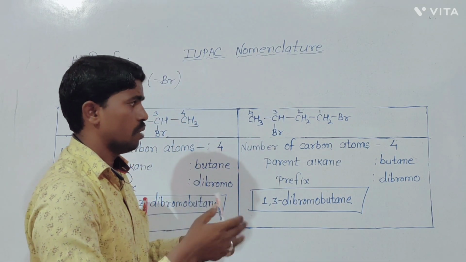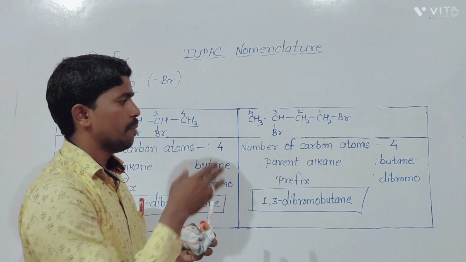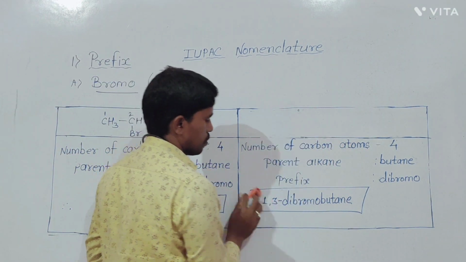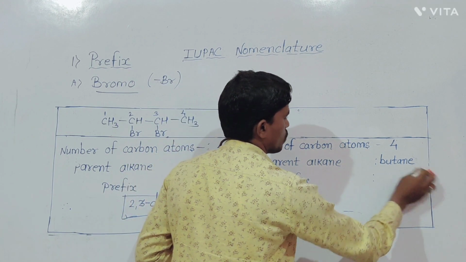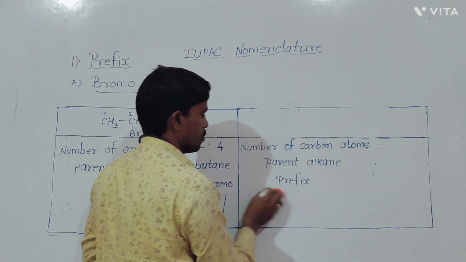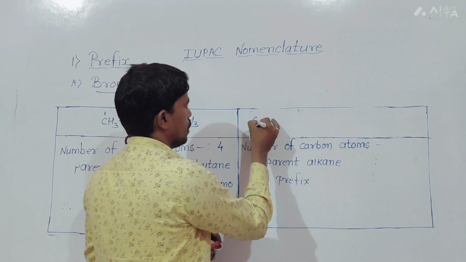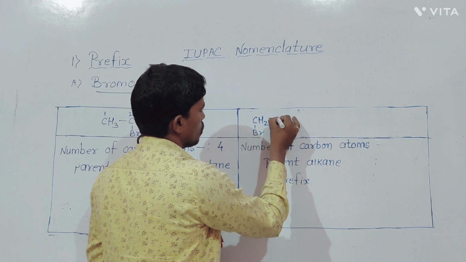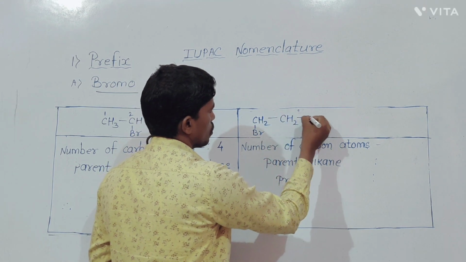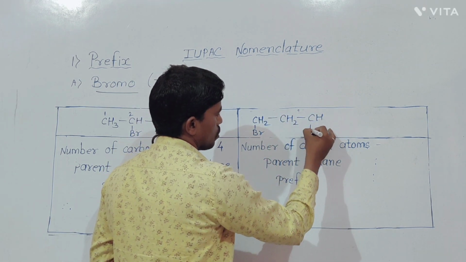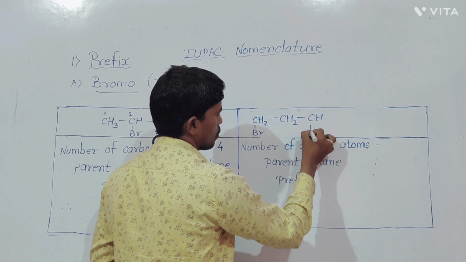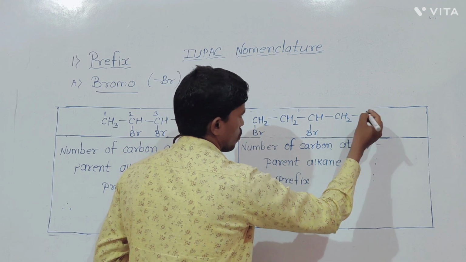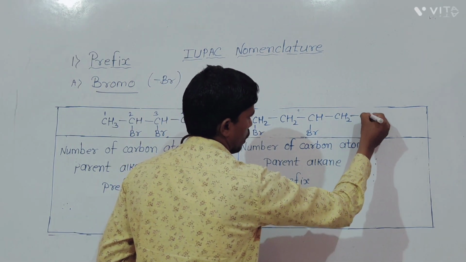After this, we will see one more example of dibromo. For example, here CH2, this is the Br, CH2, CHBr, this is the CH2, CH3.